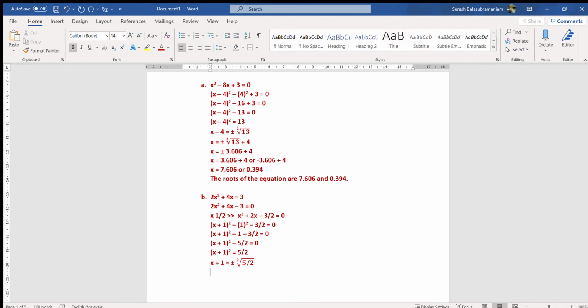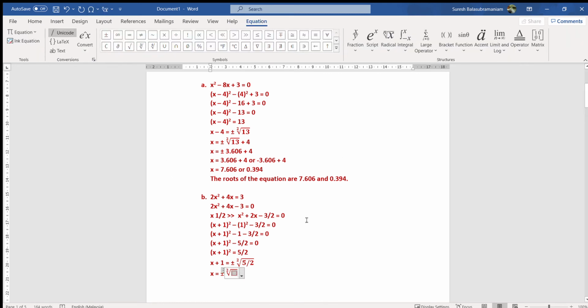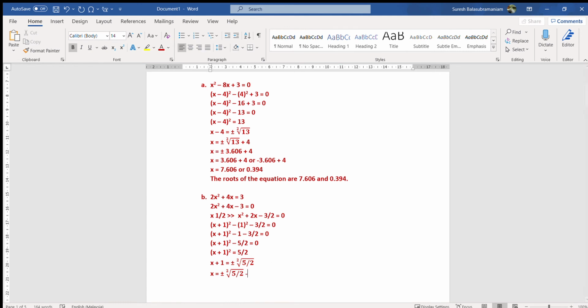So x equals plus minus the square root of 5 over 2, minus 1. Where did I get the minus 1? From here. The plus 1, when brought to my right, becomes minus 1. So we'll solve this. x equals plus minus square root of 5 over 2.